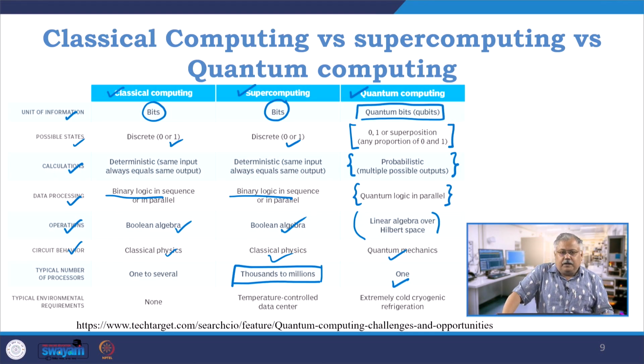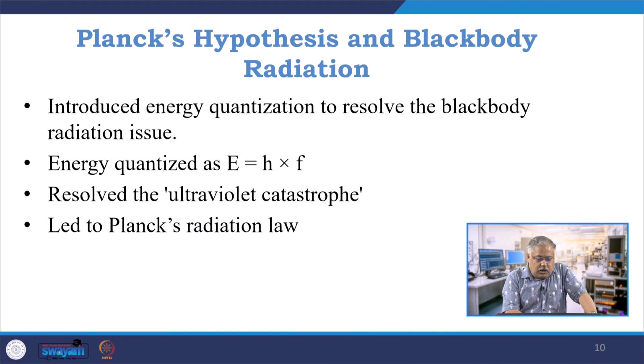Typical environmental conditions: for traditional classical computing you do not have to be too constrained on the temperature front, but if you use supercomputing, it needs temperature-controlled data centers, and if you work with quantum computing, extremely cold cryogenics or refrigeration has to be maintained in order to have the computation in a proper fashion. Now, we will go through this quickly and see how this works out.